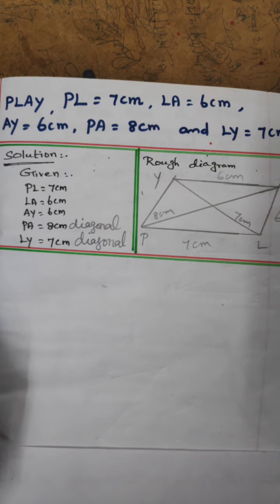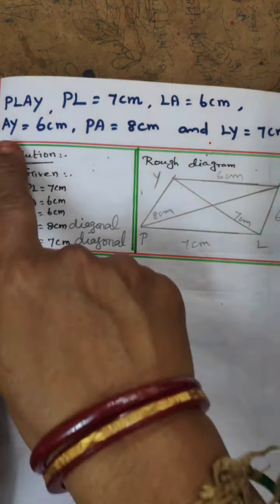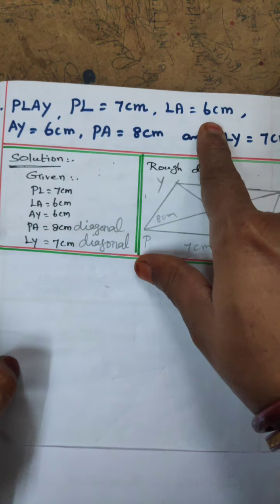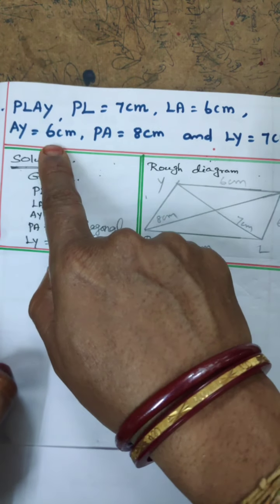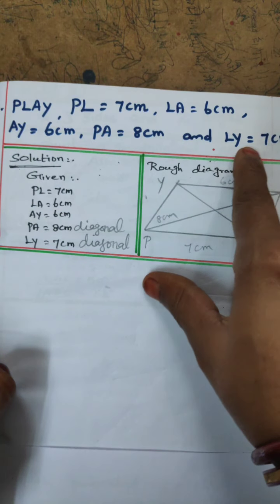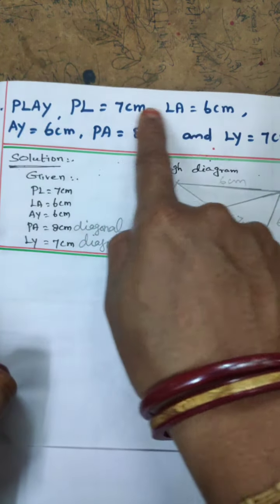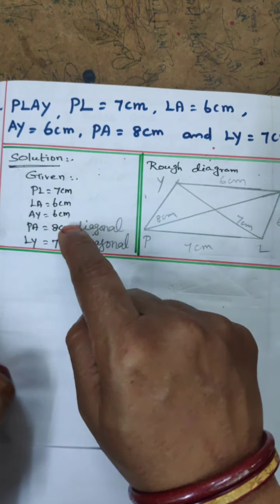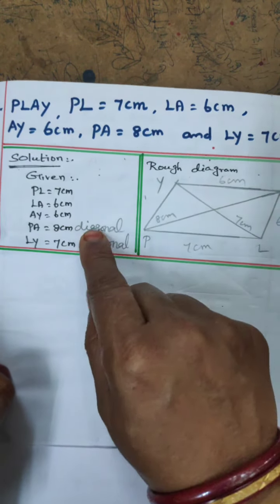Next sum, the same model: PLAY. PL equal to 7 centimeter, LA equal to 6 centimeter, AY equal to 6 centimeter, PA equal to 8 centimeter and LY equal to 7 centimeter. What are the given values? Put them in the column solution given, and write one by one neatly, using a pencil.